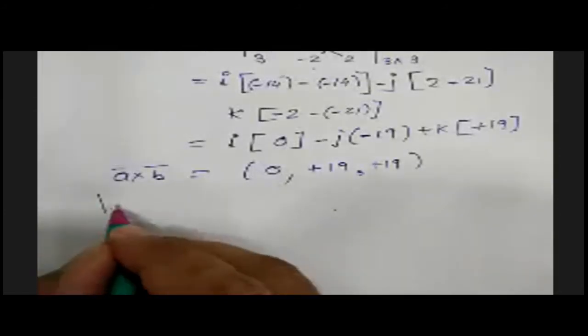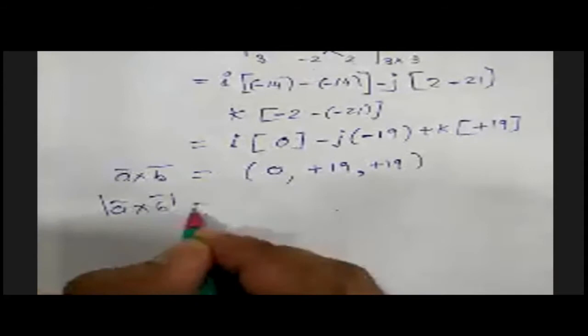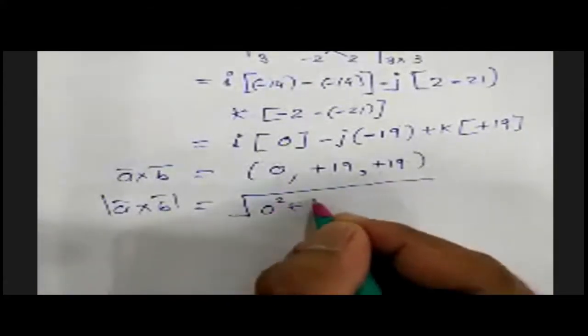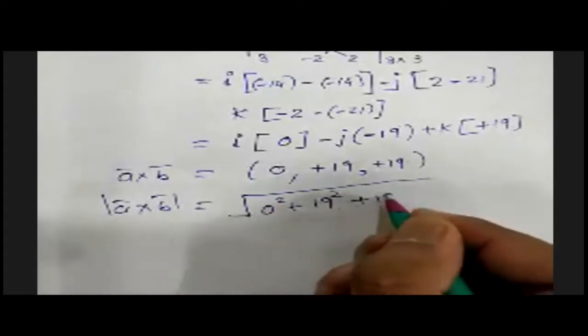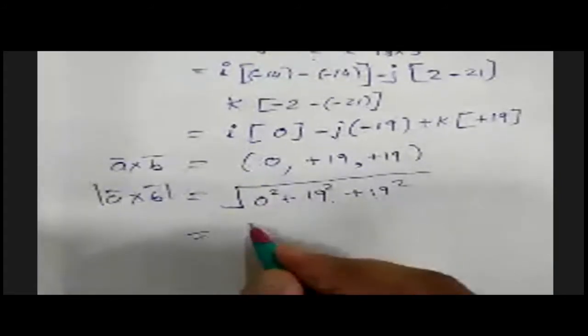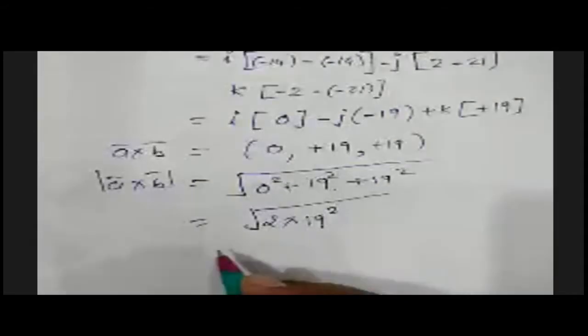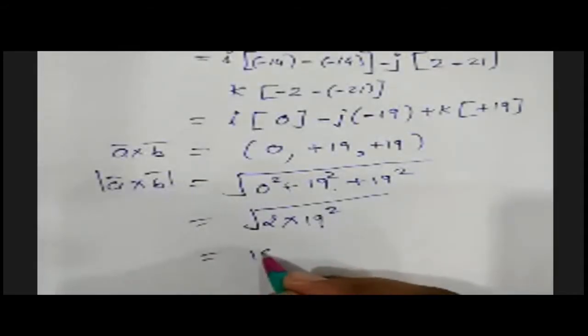And what is the magnitude? Magnitude means the root of x component square, y component square, z component square. So we have 2 times 19 square under the root, so the final answer is 19 root 2. This is your answer.